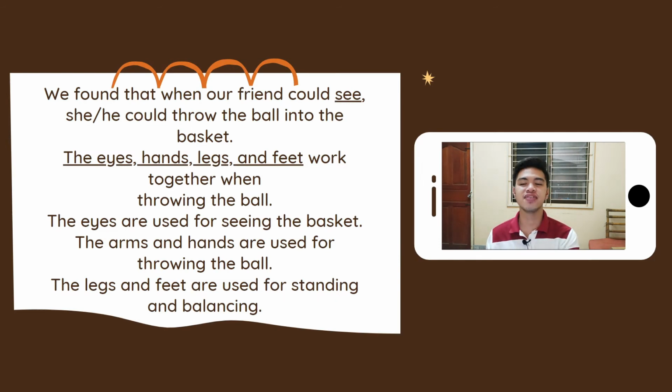After doing the activity, you should write your conclusion at the lower part. For example, we can have this conclusion. We found out that when we could see, we could throw the ball into the basket. So we can write that the eyes, hands, legs, and feet work together when throwing the ball. The eyes are used for seeing the basket. The arms and hands are used for throwing the ball. The legs and feet are used for standing and balancing.